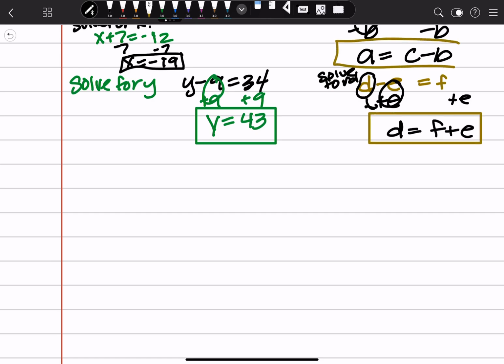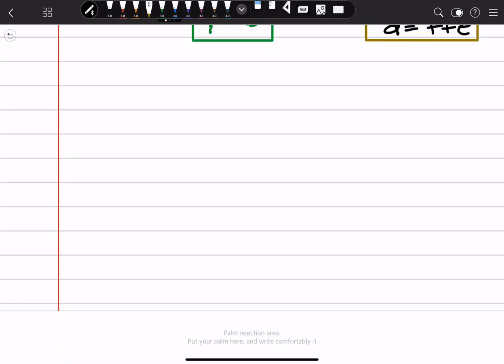And oops, my box went away here. That's all you need. So let's try some more. Now the adding and subtracting ones, of course, they're always a little bit easier. But now we're going to try something with multiplication.